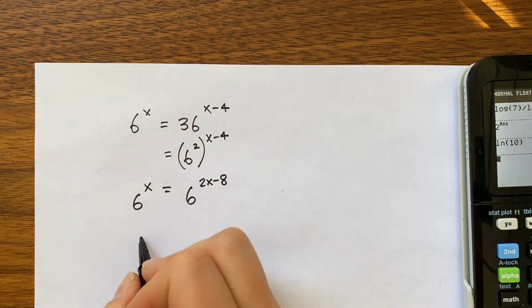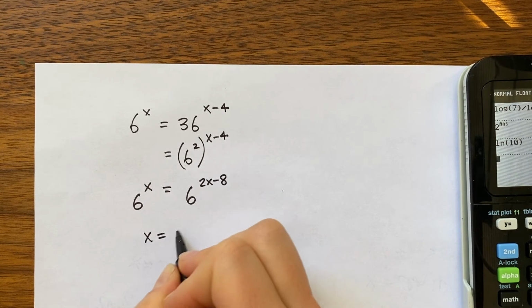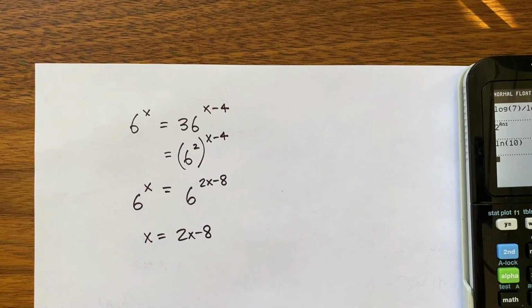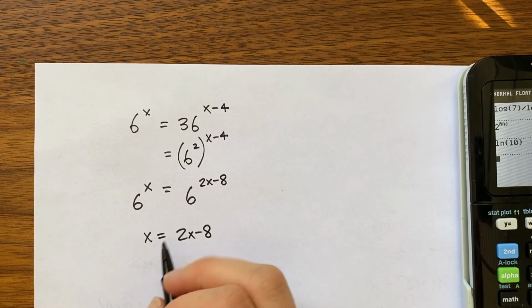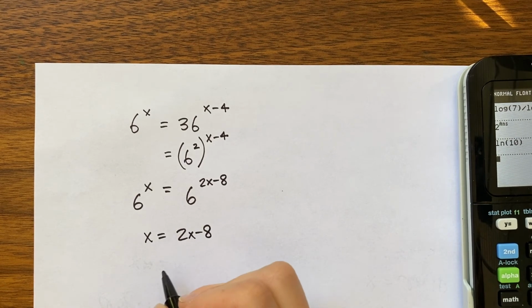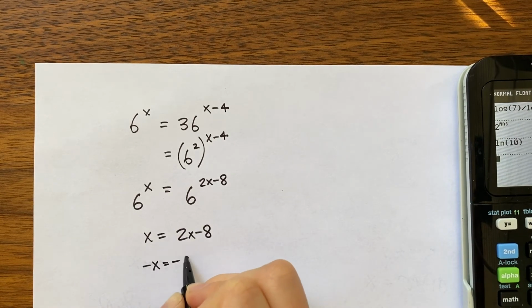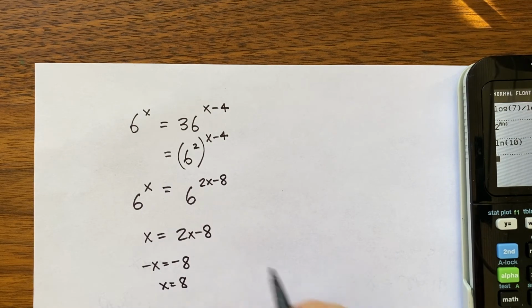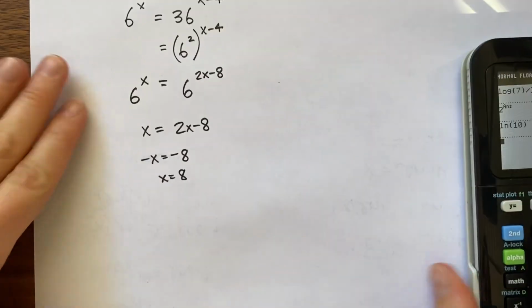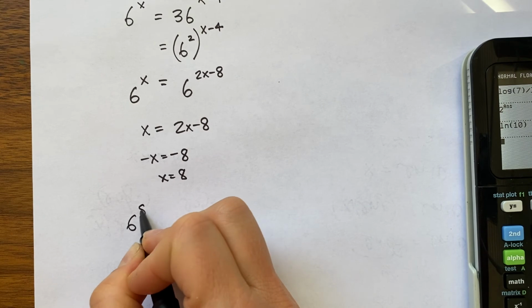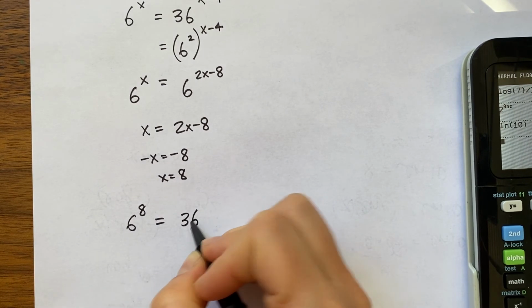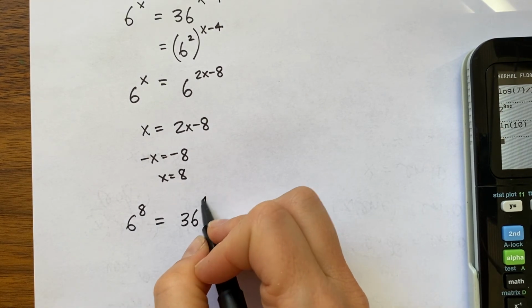Well, that must mean that x is equal to 2x minus 8. The exponents have to be the same, and we can solve for x with this simple linear equation. Negative x equals negative 8, x must be 8. Well, let's test it out. Is it true? Is 6 to the 8th power equal to 36 to the 8 minus 4, 4th power?